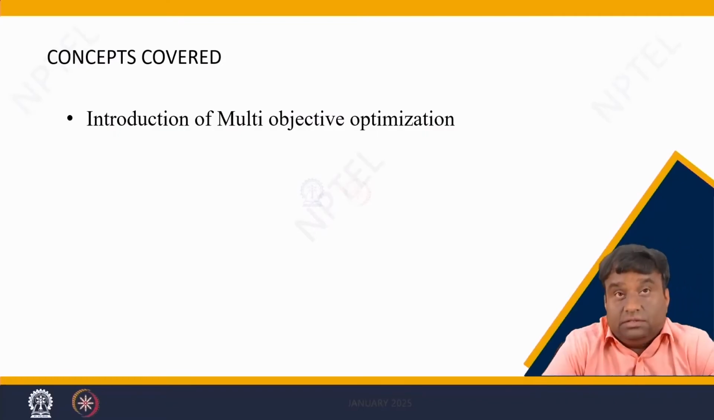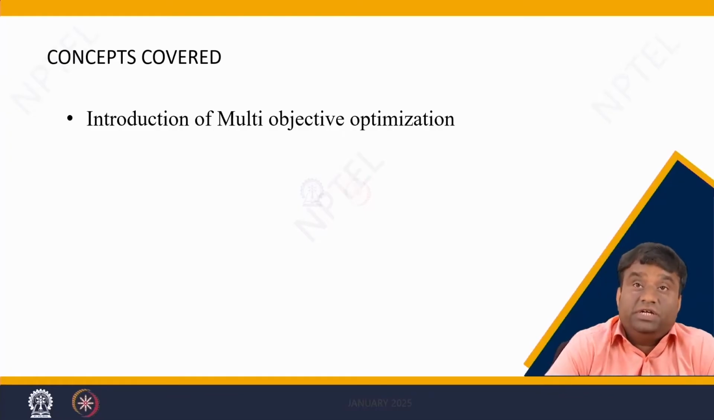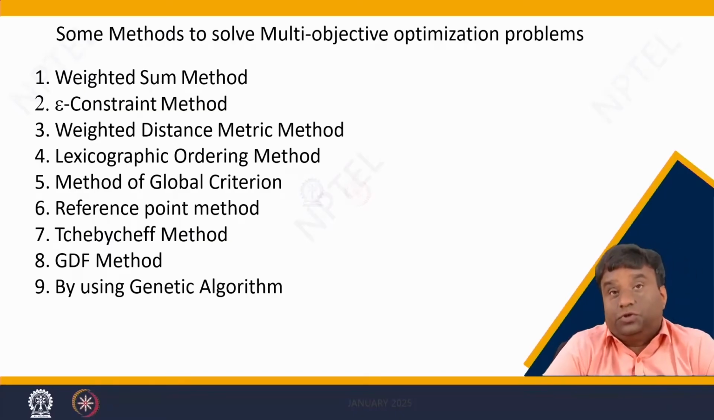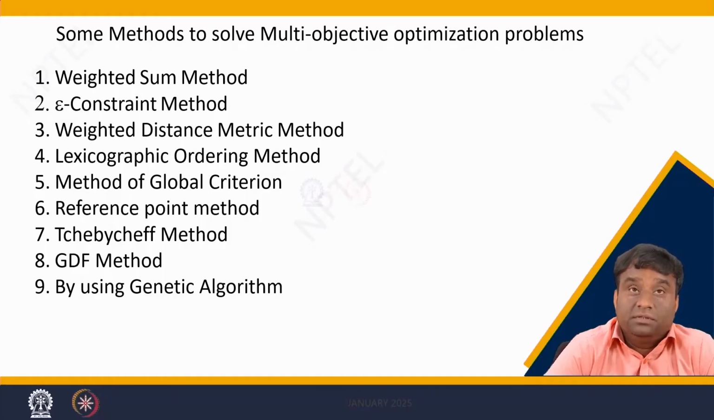So, in the first lecture of module 7, we have studied the introduction of multi-objective optimization. There are many methods to solve multi-objective optimization problems. Some of the methods are weighted sum method, Epsilon-Constraint method, weighted distance metric method, lexicographic ordering method, method of global criterion, reference point method, GDF method, and by using genetic algorithm. So our focus will be to solve multi-objective optimization problems by using genetic algorithm.